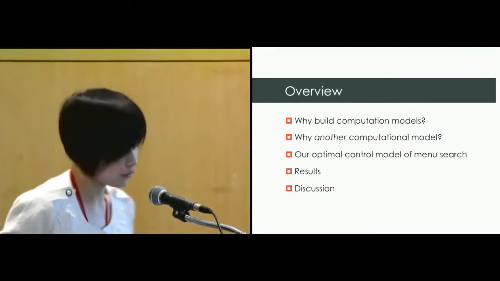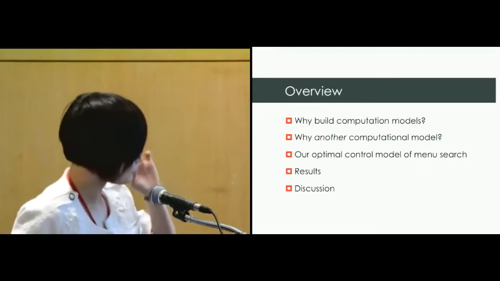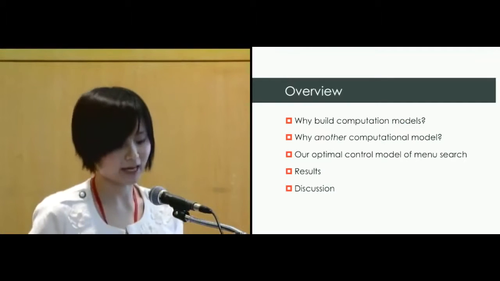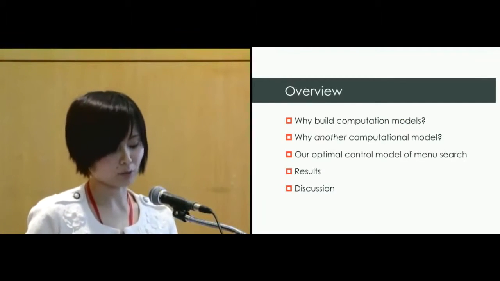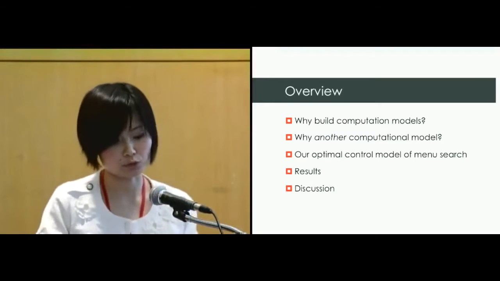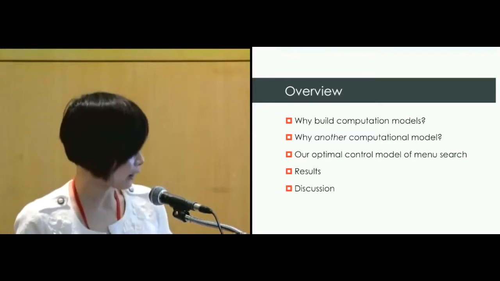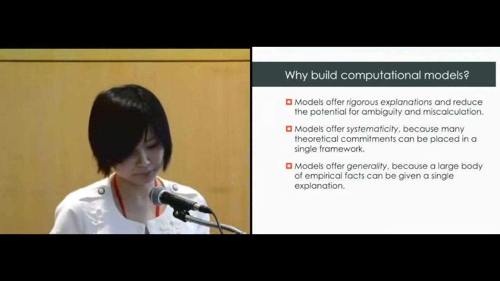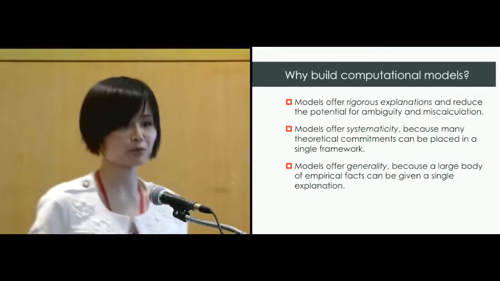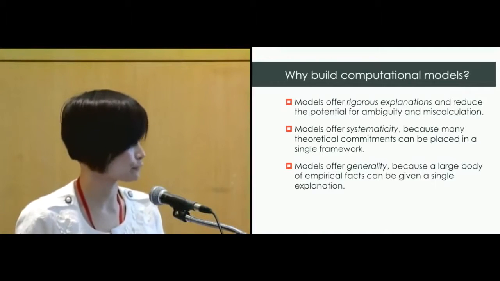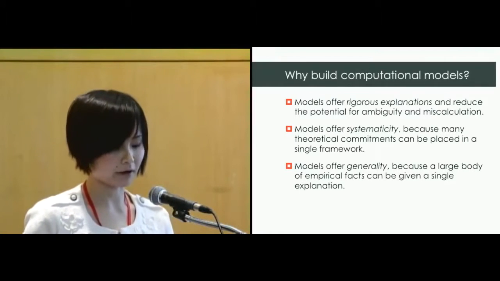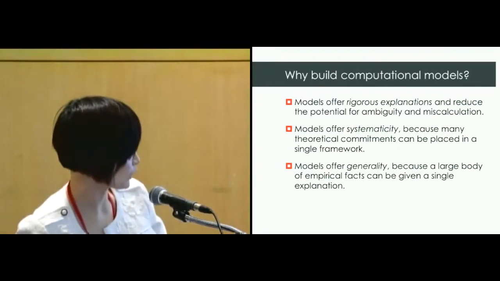Okay, this is the overview of the talk. I'm going to talk about 5 things. Why build a computational model, and why we need another computational model. Then I'll introduce the optimal control model of menu search, followed by results and a short discussion. So why does anyone need to build a computational model for human interactive behaviors, given that there are already a number of computational models out there? Here are 3 quick reasons.